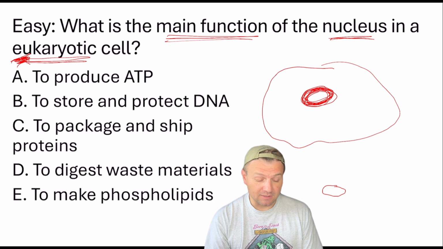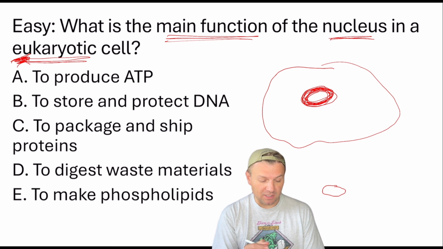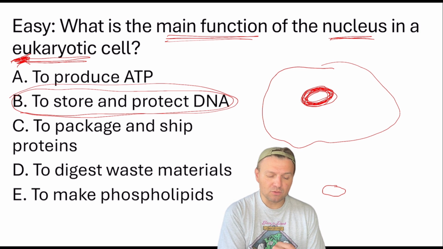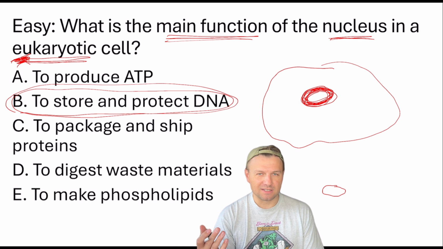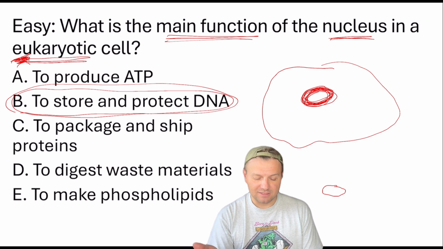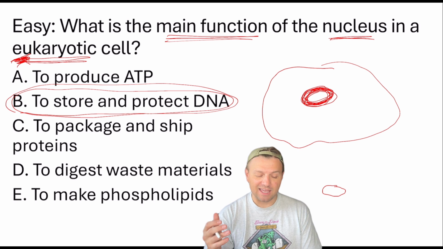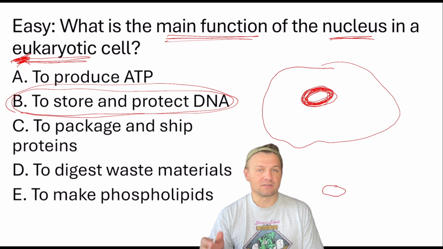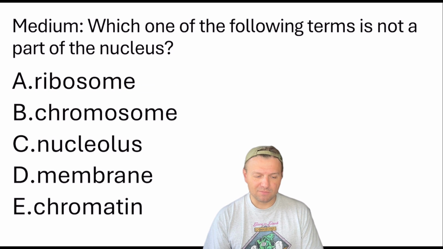So with that being said, if we look at our answers, it's pretty easy. You can see that B is going to be the correct answer. The reason why this is more of an easier question is that it's kind of like just a regurgitation. Can you memorize the fact that the nucleus has DNA and it protects it and it stores it there? So this is a lower level question of just memorizing one specific fact about what the function of a nucleus is.